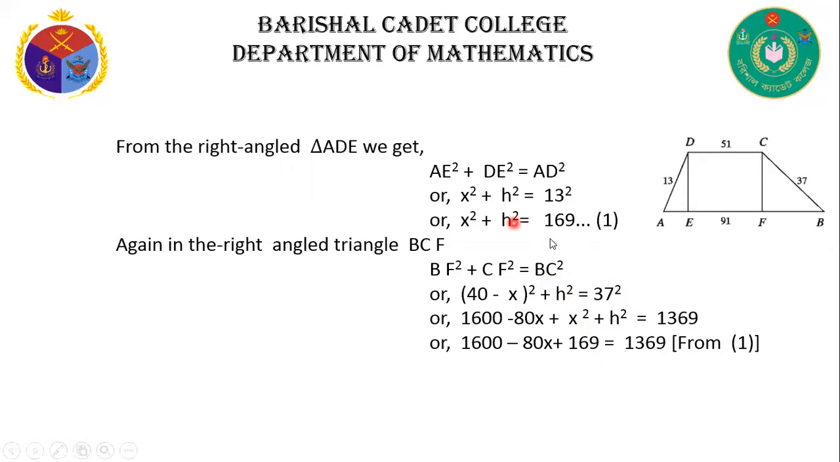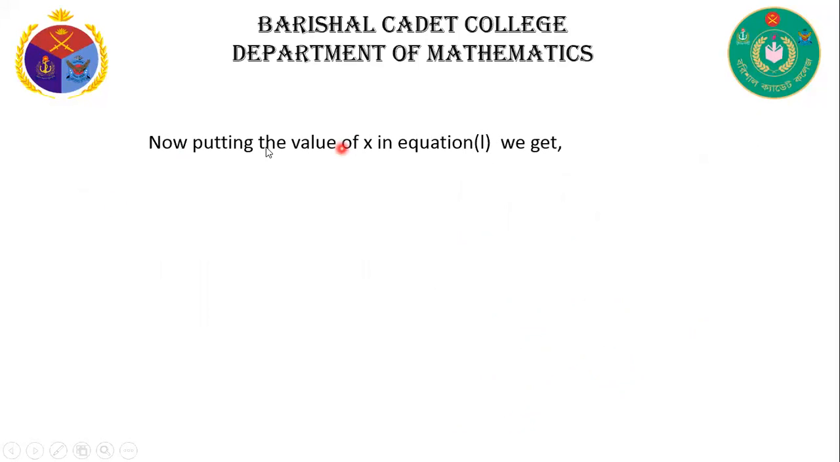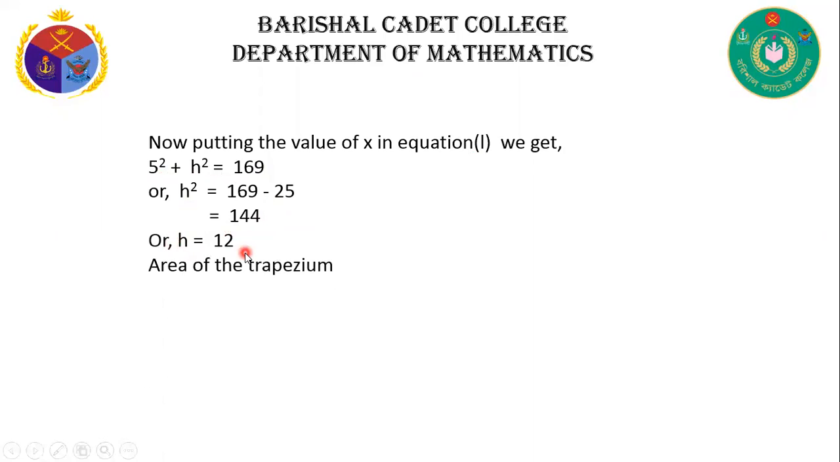Now here we know X square plus H square is equal to 169. Now putting this value here, then we can write 1600 minus 80X plus 169 is equal to 1369. After calculating this, we can write X is equal to 5. Now putting the value of X in 1, then we can write 5 square plus H square is equal to 169, or H square is equal to 169 minus 25. That means 144. Therefore, H is equal to 12.